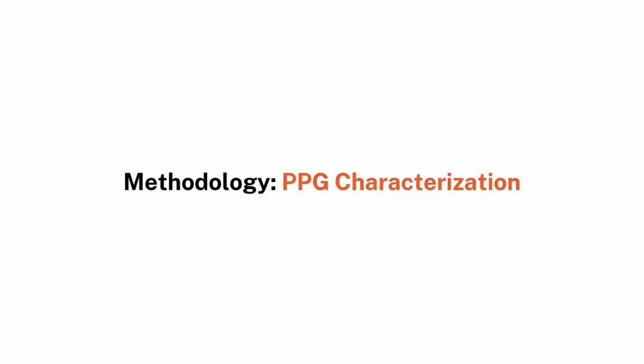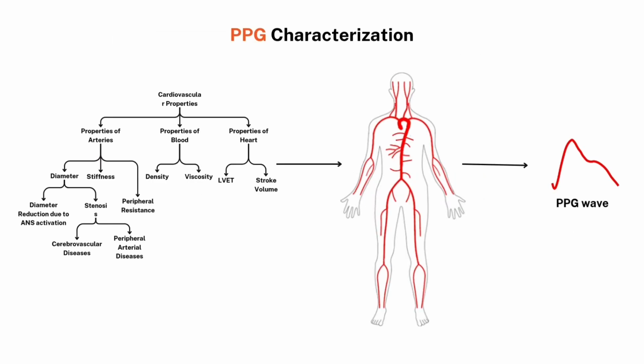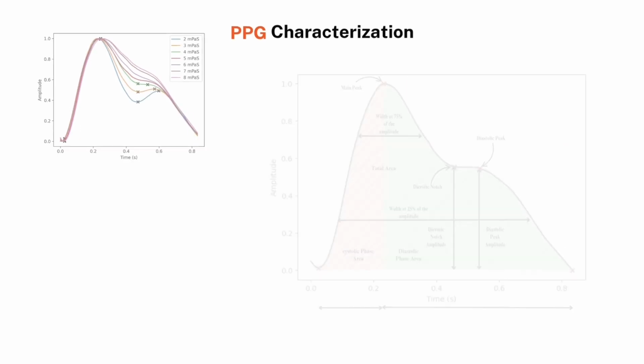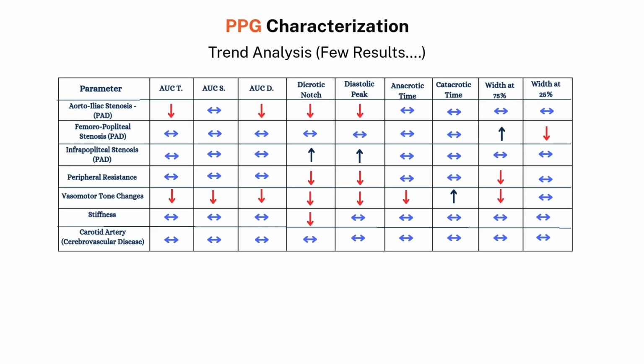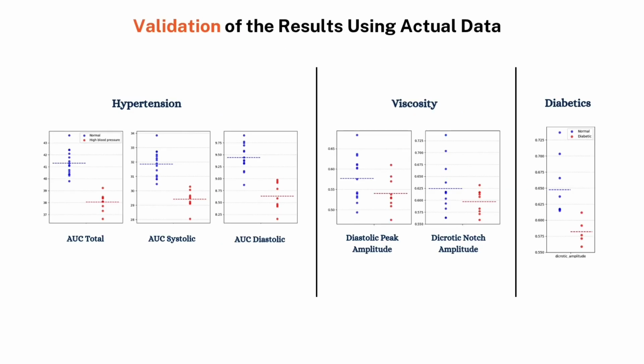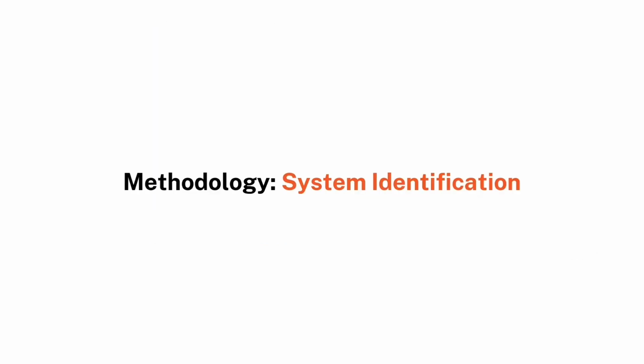We characterized simulated PPG signals by weighting key cardiovascular parameters such as stroke volume, diameters of the arteries, and stiffness of the arteries, and analyzing how these changes affect defined PPG characteristics. This table shows how PPG characteristics change in response to different cardiovascular parameters. We validated the results by comparing them with actual data from patients with hypertension and diabetes, also taking into account the viscosity differences between males and females in our simulations. Let's move on to the system identification process.